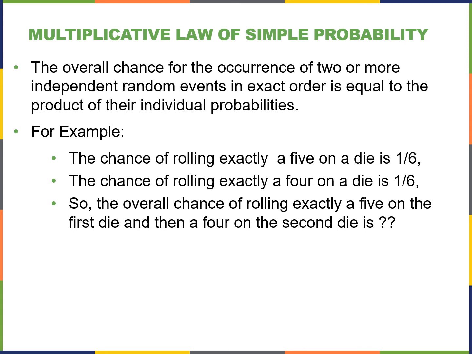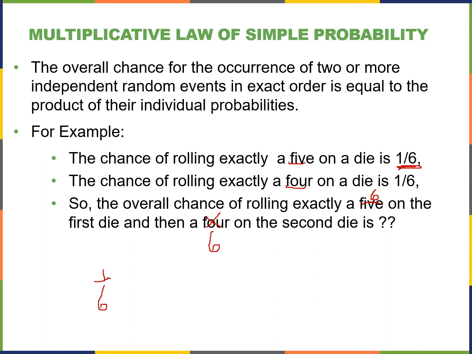Let's say we have a 6-sided die. No matter what the number is on that 6-sided die, you have a 1 in 6 chance of rolling that number. So you have a 1 in 6 chance of rolling a 5, a 1 in 6 chance of rolling a 4, a 1 in 6 chance of rolling a 6, so on and so forth. Let's say here, I'm going to change this to 6 because we want to get out of jail in Monopoly. The overall chance of rolling exactly a 6 on the first die and then a 6 on the second die is what? How do we figure that out?